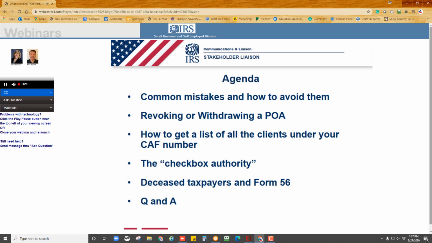Our agenda for today, this is what we're going to talk about. We're going to talk about Form 2848 and some common mistakes that the IRS sees and how you can avoid them. We're going to talk about how to revoke or withdraw a POA. We're going to talk about how you can get a list of all the clients under your CAF number. We're going to talk about CAF numbers too. We'll talk about the checkbox authority and then deceased taxpayers and Form 56.